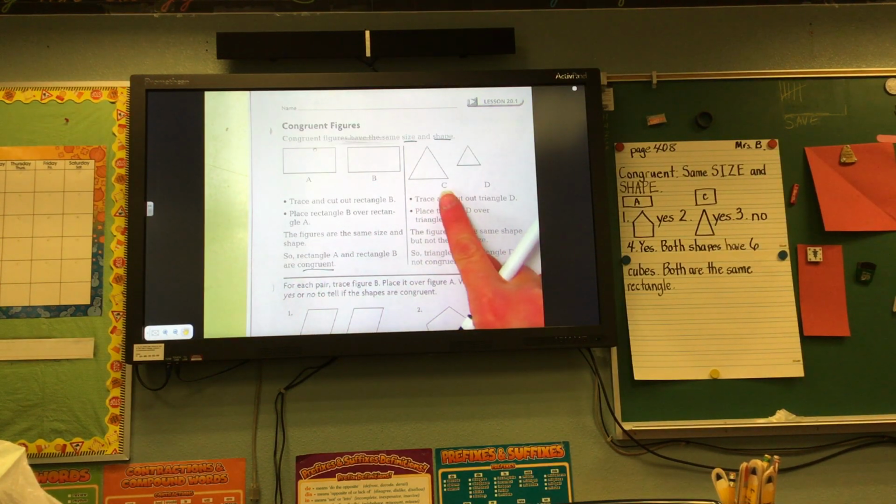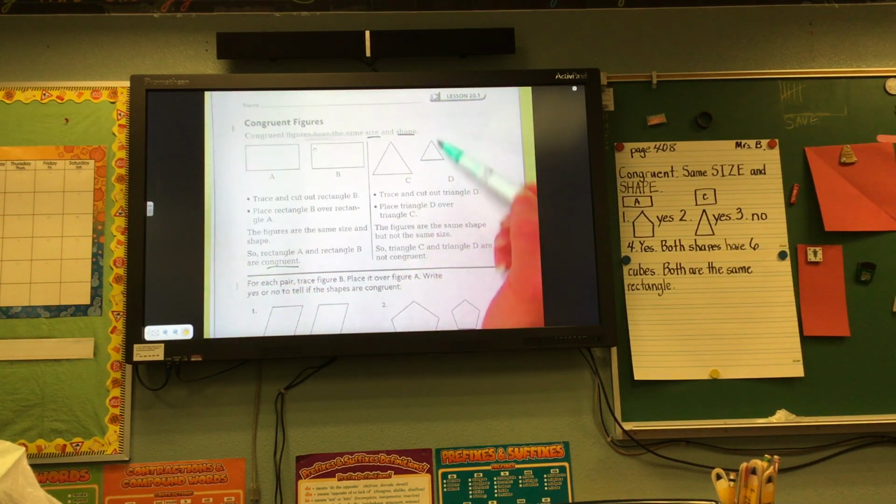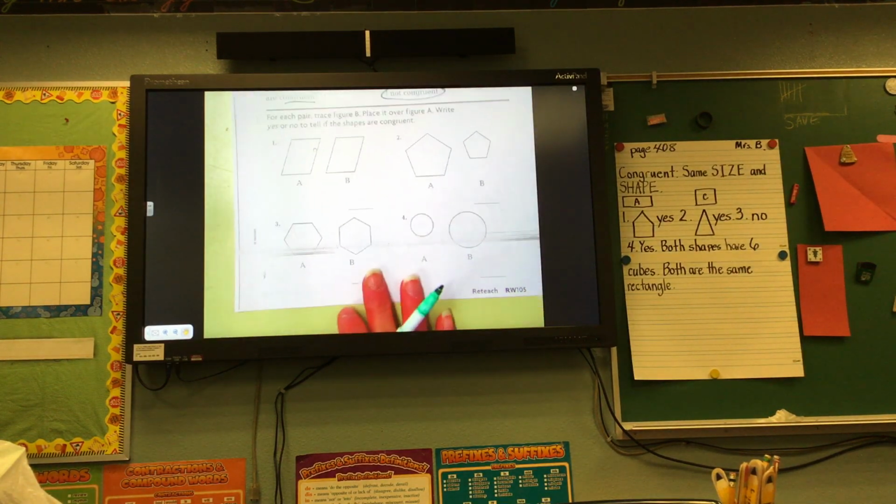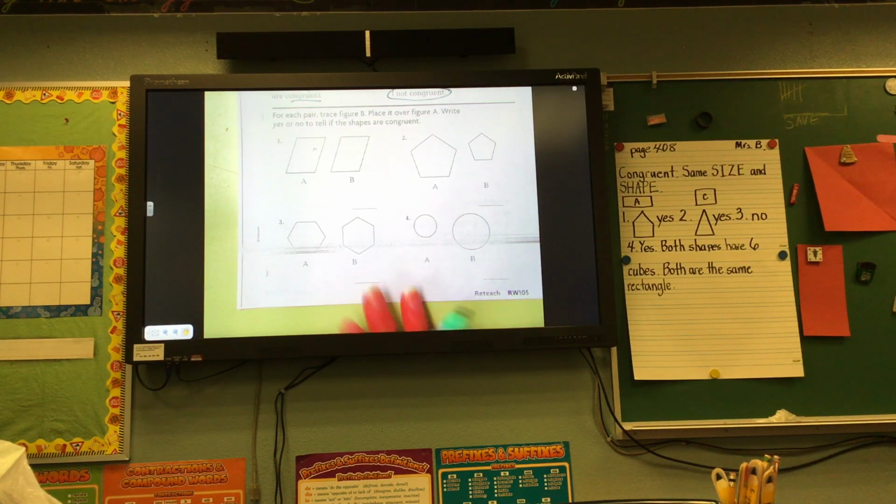Now I can just tell by looking at C and D. They are the same shape, but are they the same size? Nope. So triangle C and triangle D are not congruent. Now, some of these you can just tell by looking. Let's try number 1.